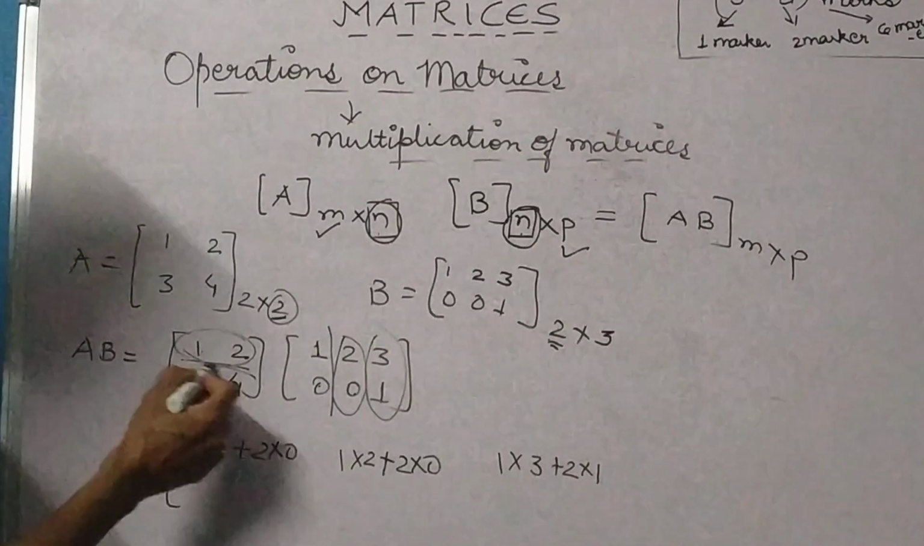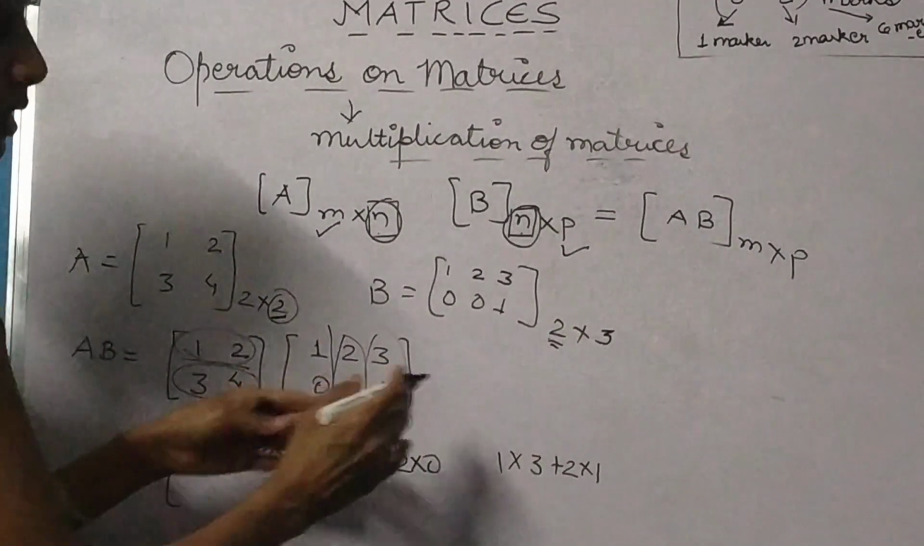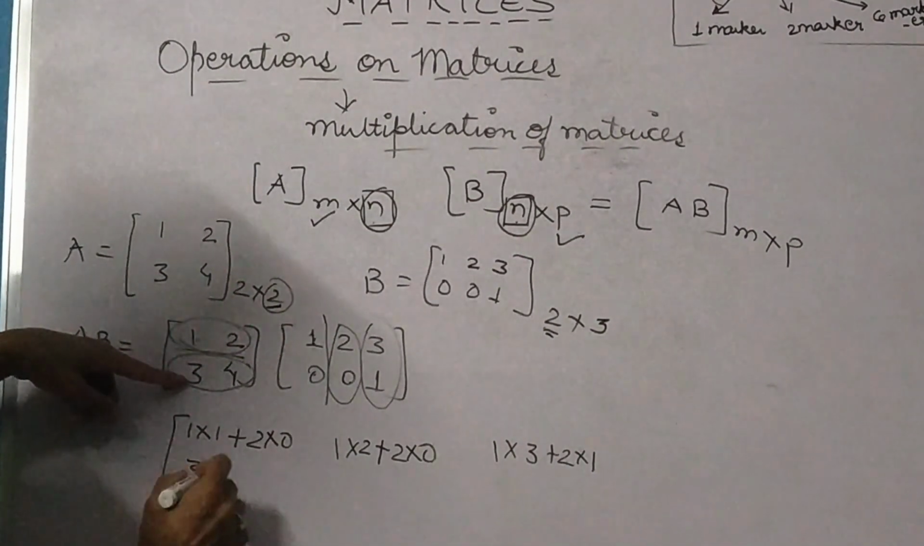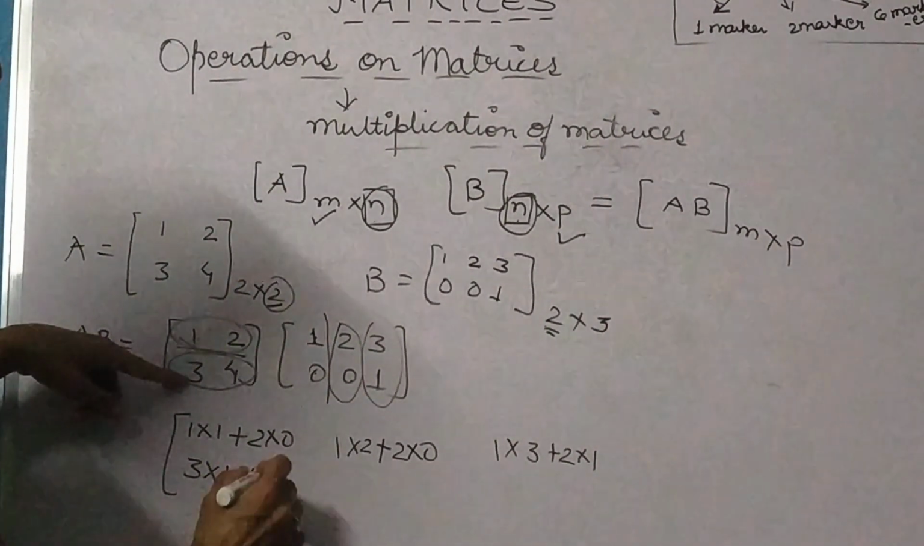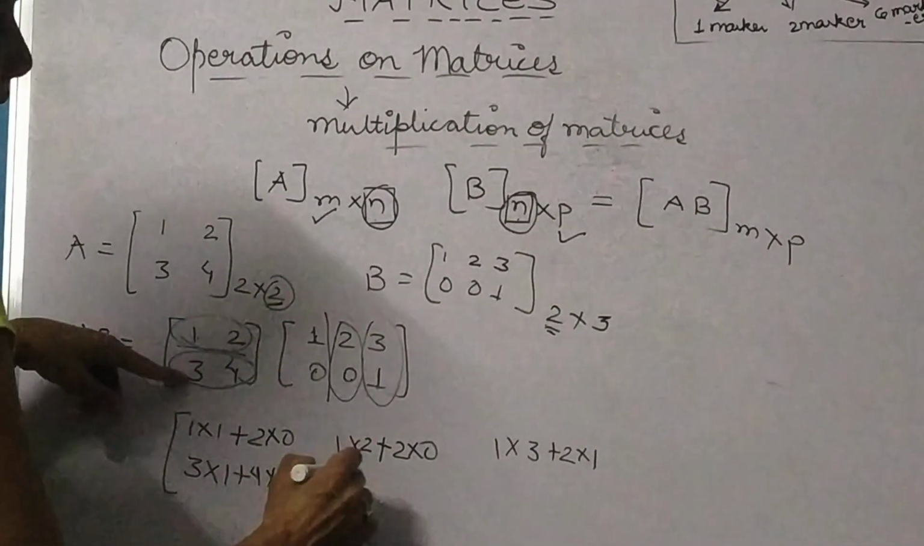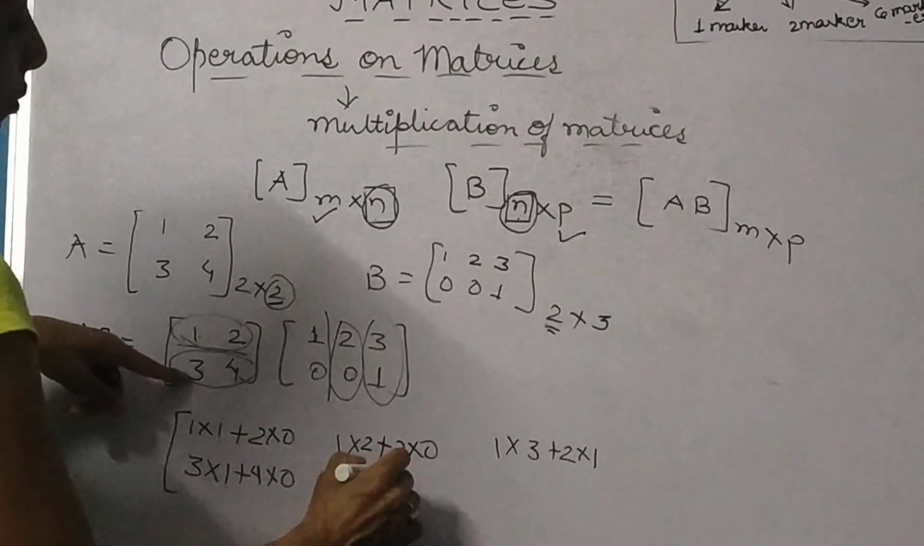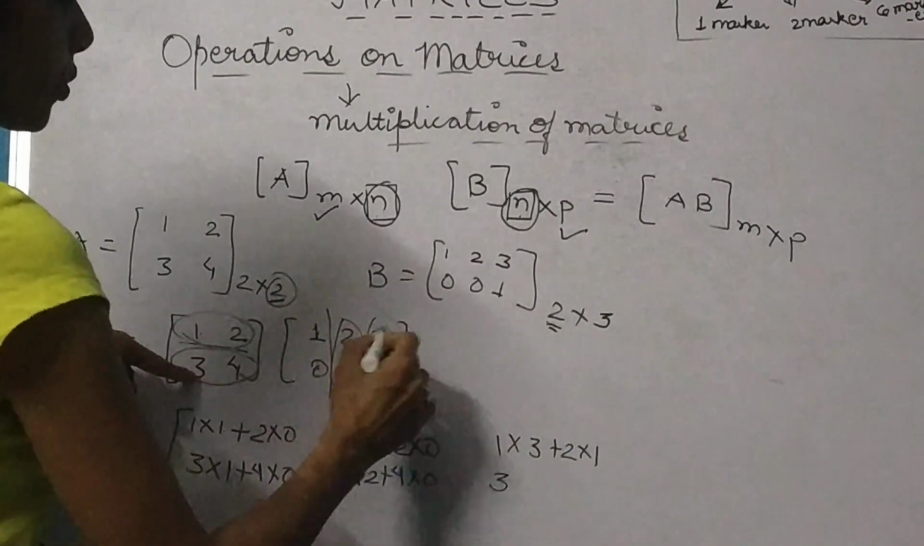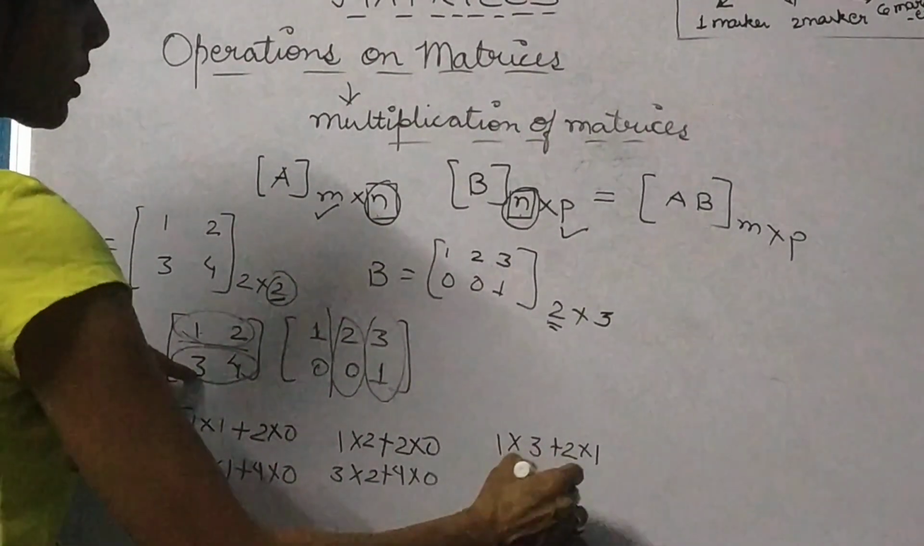Then you take next row and then again these columns. So 3 into 1 plus 4 into 0. Again 3 into 2 plus 4 into 0. Again this 3 into 3 plus 4 into 1.